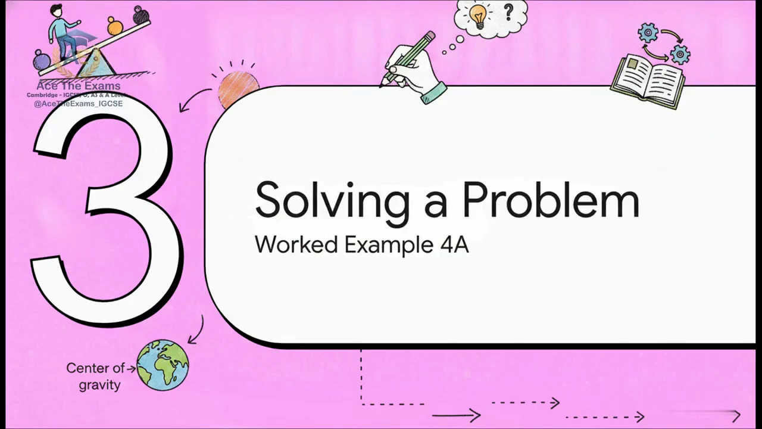We have the definitions. We have the frameworks. Now let's put this into practice and deconstruct a complex forces problem together.